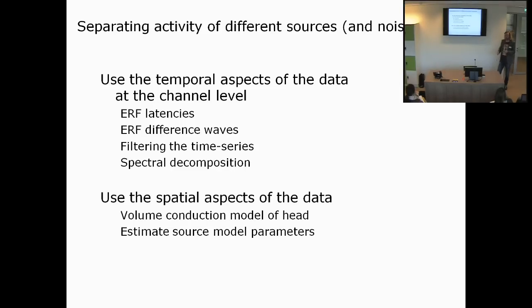In order to separate activity of different sources, we can also use the spatial aspects. So what we can do is we can make a volume conduction model of the head, and using such a volume conduction model, we can estimate the source models. We can do source model estimation, trying to find the time series of the source at the cortical level rather than at the channel level.